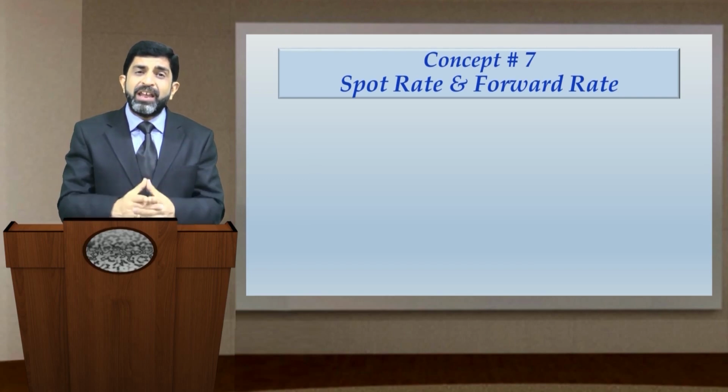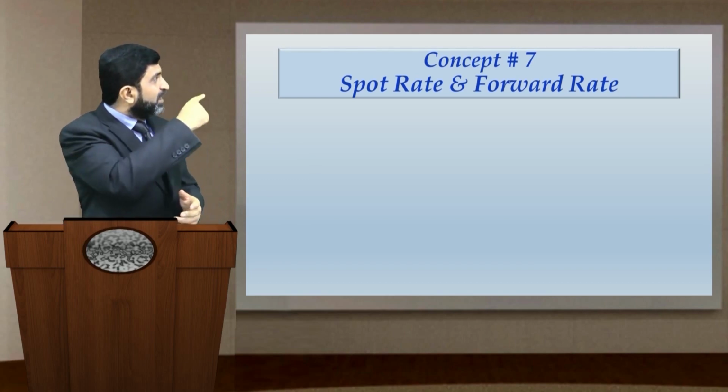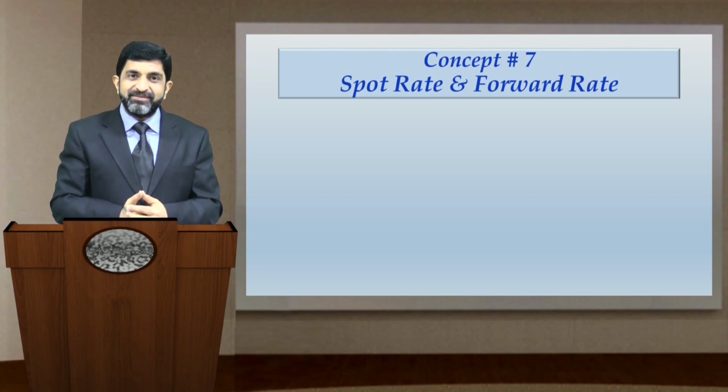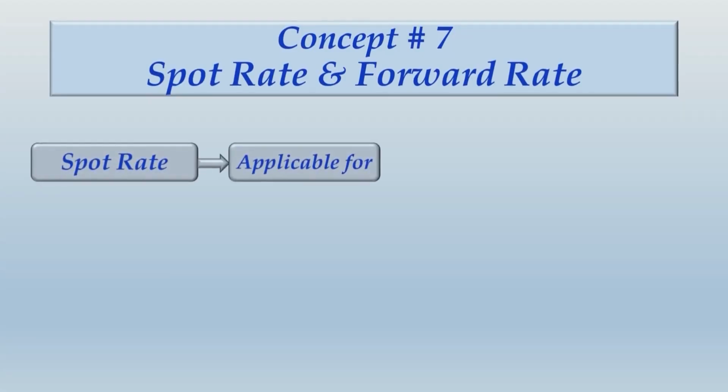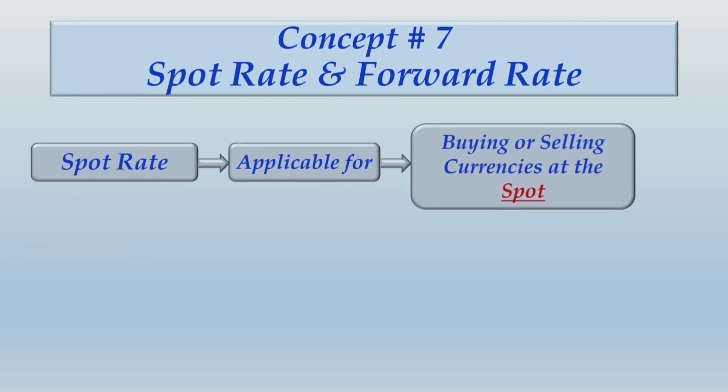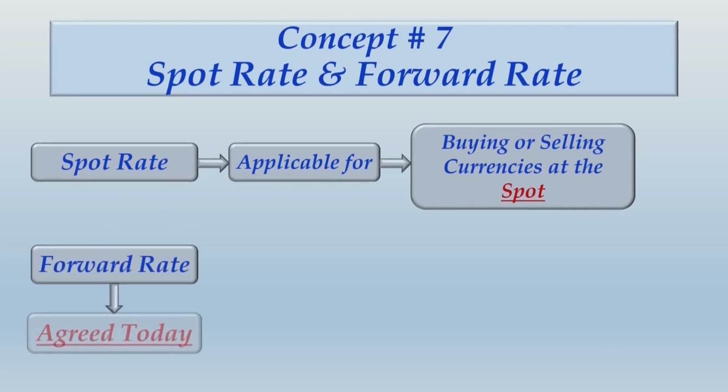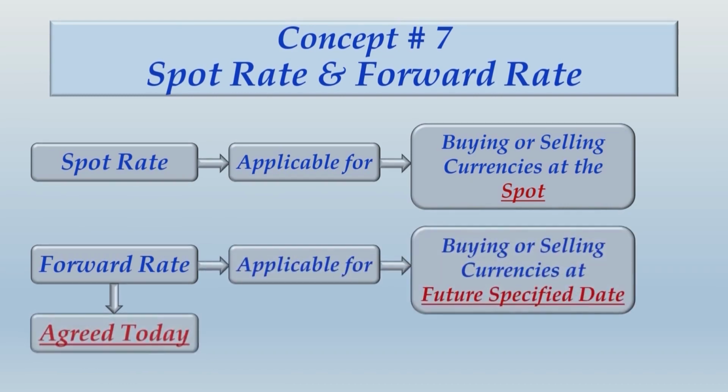date. So friends, whatever I have just mentioned, I'll summarize the same thing on screen. Please pay attention. So what we have just mentioned, that spot rate is the rate which is applicable for buying or selling currencies at the spot, and forward rate is the rate which is agreed today, but it is applicable for buying or selling currencies at a future specified date. So friends, what you find on screen need not be written. This is given in your textbook already.